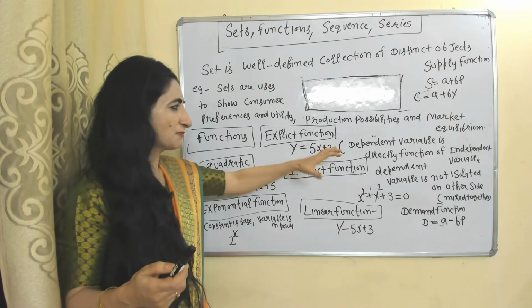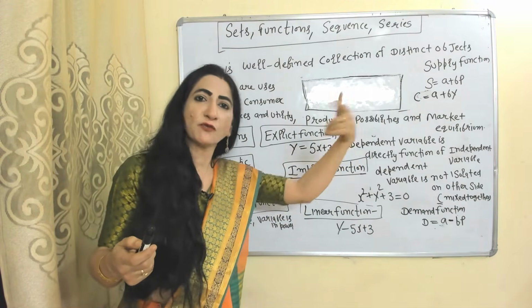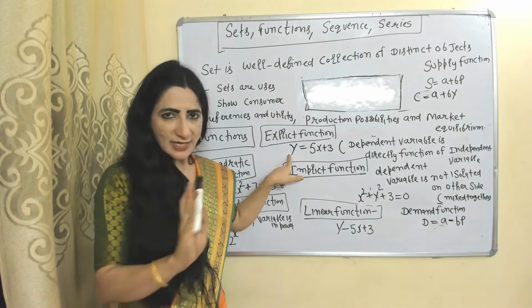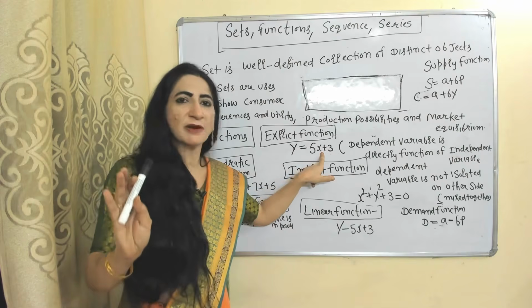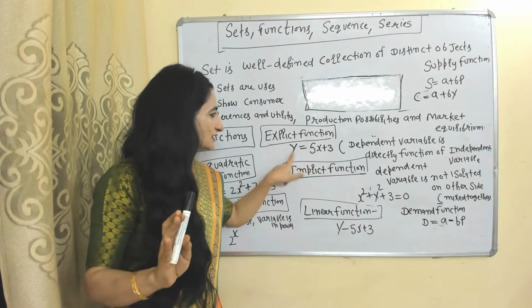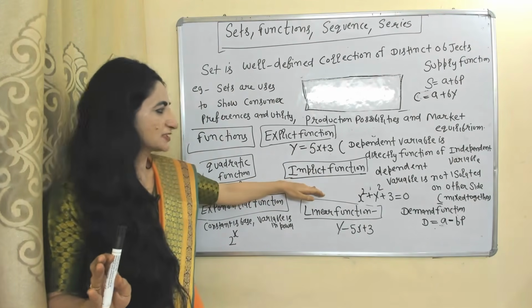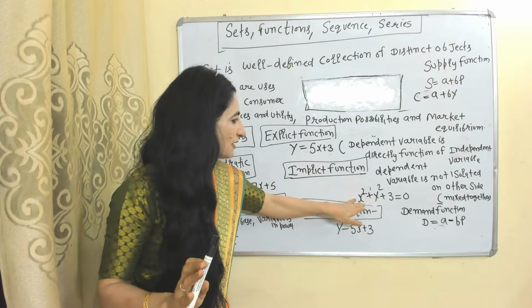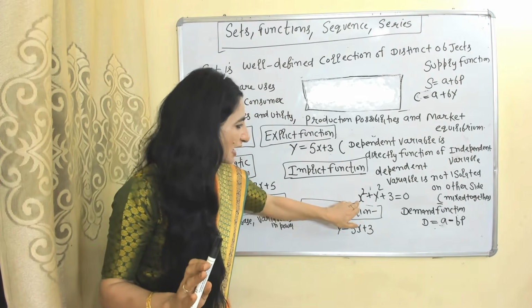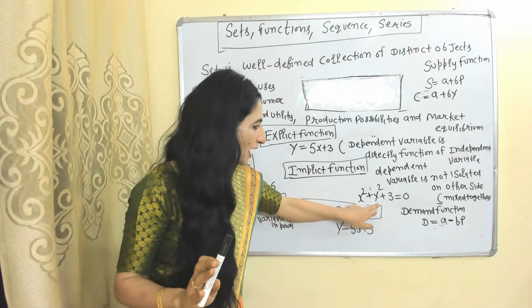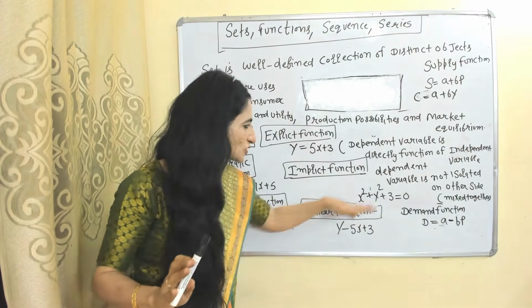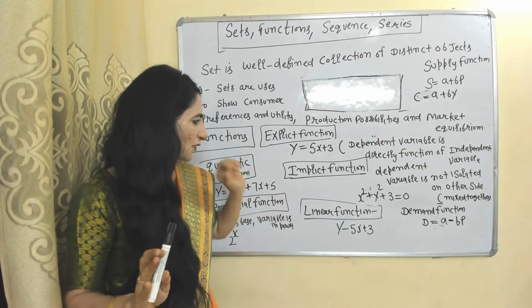Explicit function, where the dependent variable is directly a function of the independent variable. Y is the dependent variable, X is the independent variable. But in case of implicit function, dependent and independent variables are mixed together. X is the independent variable, y is the dependent variable, which are mixed together in case of implicit function.